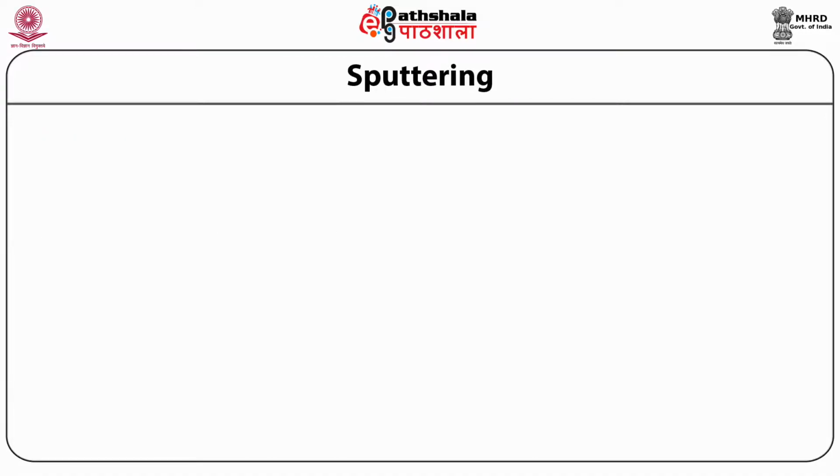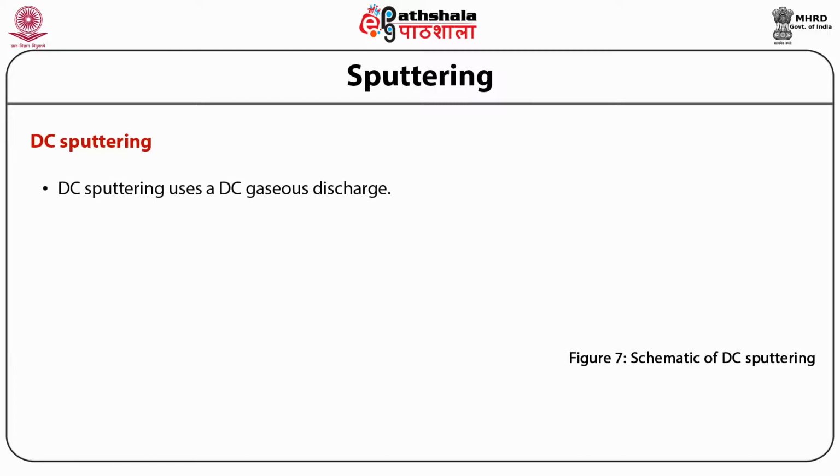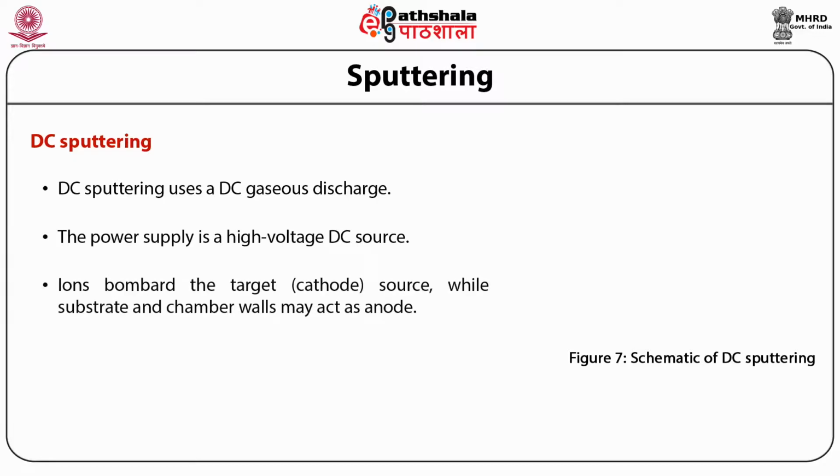Let us discuss the first type of sputtering, that is DC sputtering, and this figure shows the schematic of DC sputtering. DC sputtering uses a DC gaseous discharge. The power supply is a high voltage DC source. Ions bombard the target cathode source, while the substrate and chamber walls may act as the anode. The main control is the energy range of the ions.